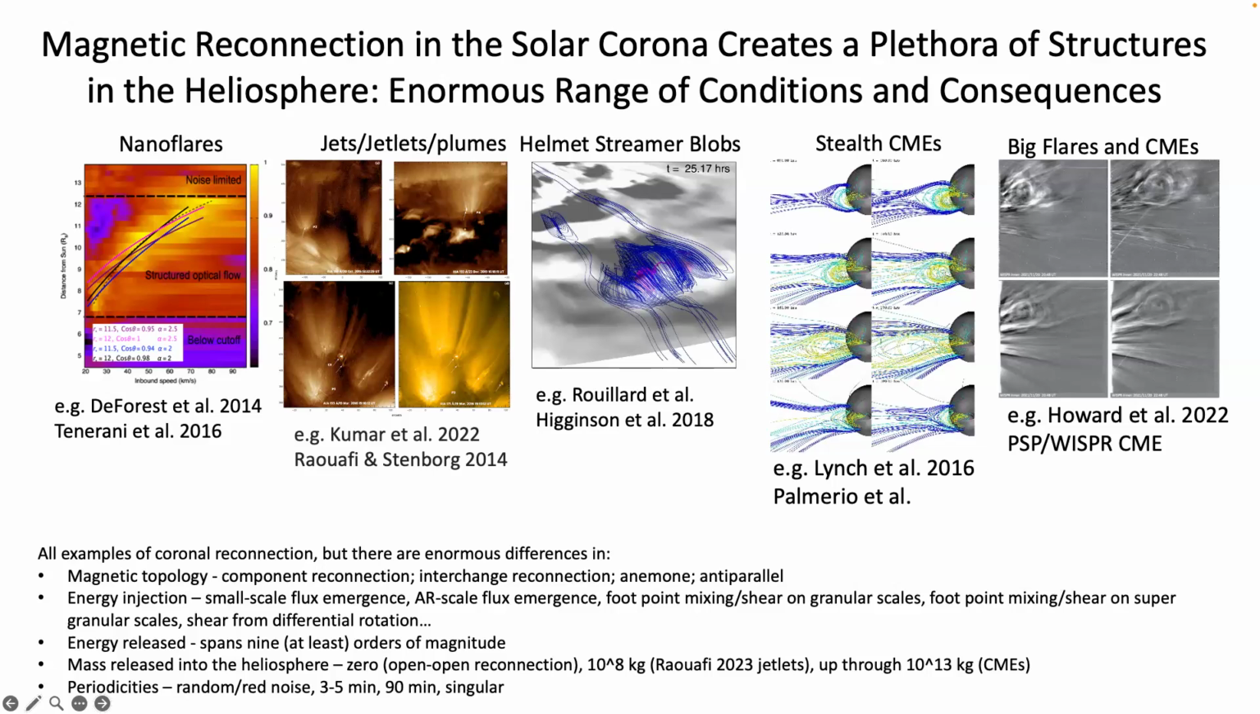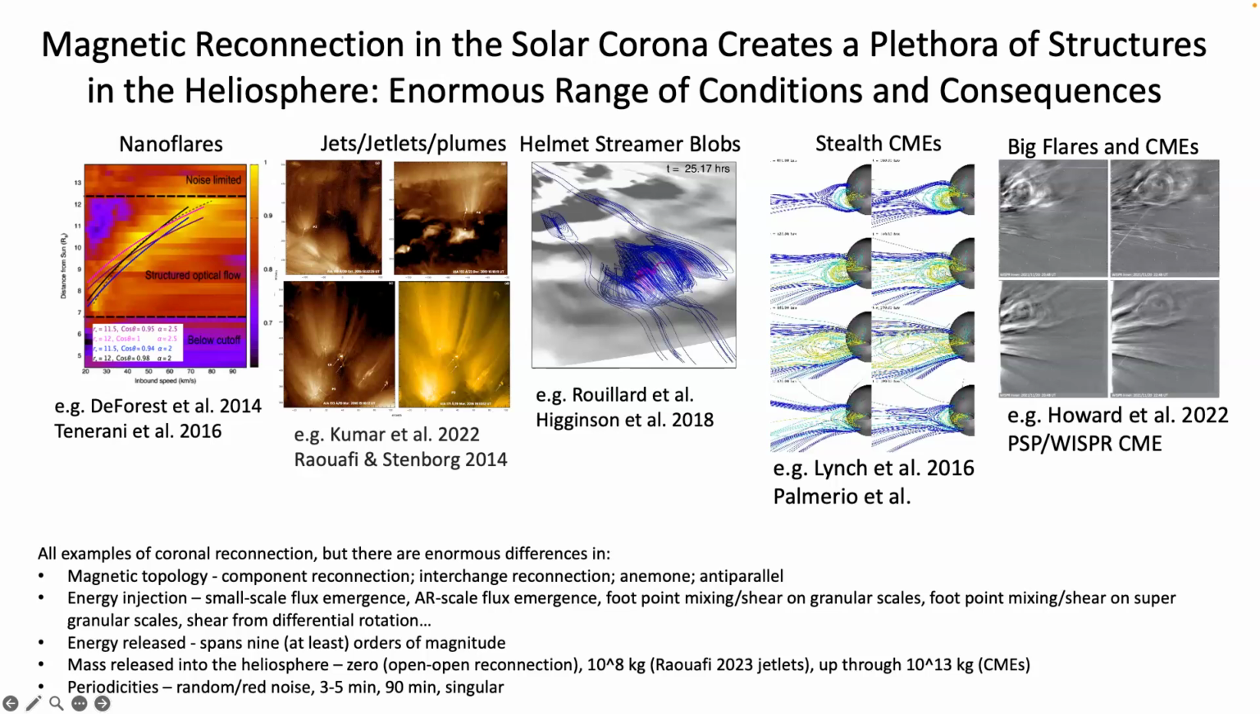Jets, jetlets, plumes, those are little reconnection events, but relatively a lot of energy and mass come out with those. And so we'll probably be able to see the evidence of those higher up, because PUNCH sees over the poles in a way that no other imager has been able to see. Of course, the blobs are in the middle there. That's what I was showing. Sometimes they're just random blobs, and sometimes they come out periodically.